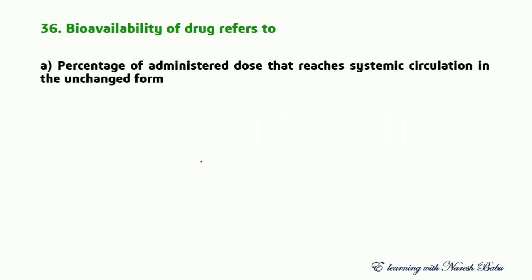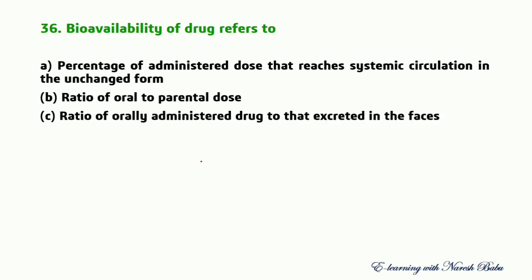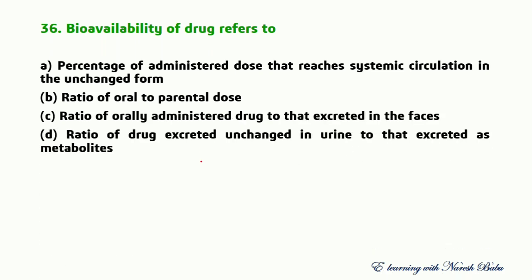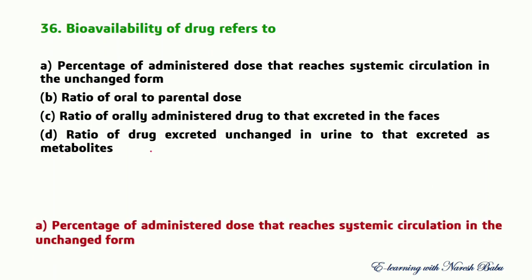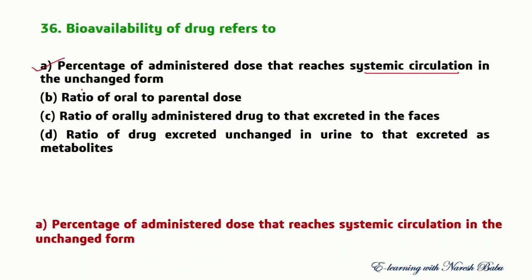And next, bioavailability of a drug refers to: percentage of administered dose that reaches systemic circulation in the unchanged form, or ratio of oral to parenteral dose, ratio of orally administered drug to that excreted in the feces, and rate of drug excreted unchanged in urine to that excreted as metabolites. Among these, the correct answer is A, percentage of administered dose that reaches systemic circulation in unchanged form. That is what we call the bioavailability of the drug.